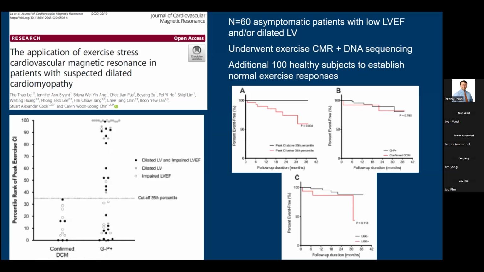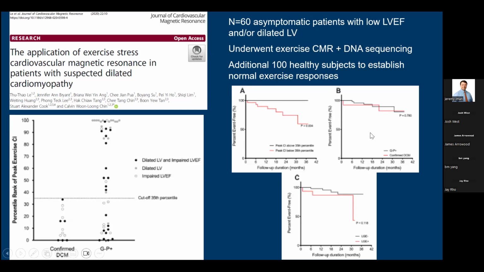So anyway, they took these patients who had questionable, I guess, stage B heart failure, and subjected them to an exercise CMR and genetic testing to see if there's any genetic cardiomyopathy. They were all asymptomatic, and they had an additional 100 healthy controls to establish what normal exercise responses were. And so they set a percentile cutoff at the 35th percentile, meaning that if the patients who did the test didn't achieve at least the 35th percentile of exercise capacity that they should have, which was established with the 100 healthy controls, that was considered an abnormal response.